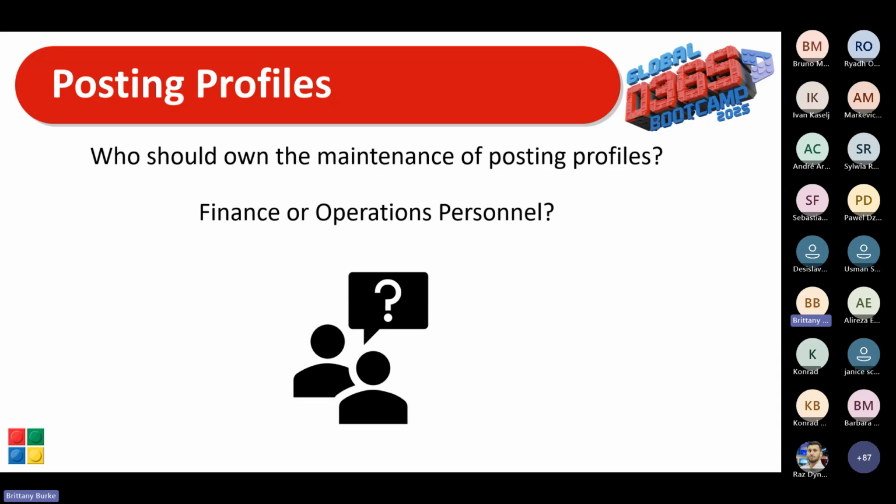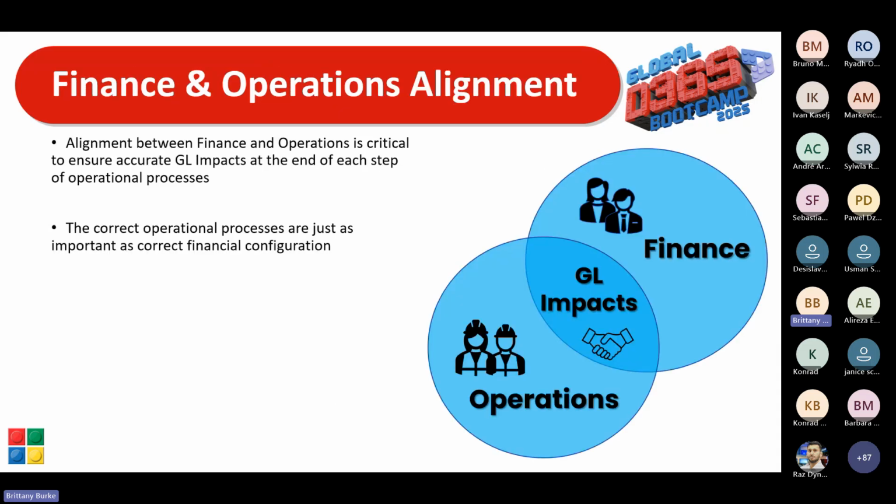So the answer is not one or the other. It's both. So you have to have an alignment between your finance teams and your operational teams to make sure that the way things are impacting your general ledger is accurate. And it's also important that at the end of each step of your operational process that those GL impacts make sense.